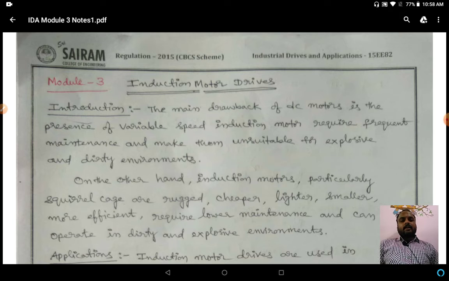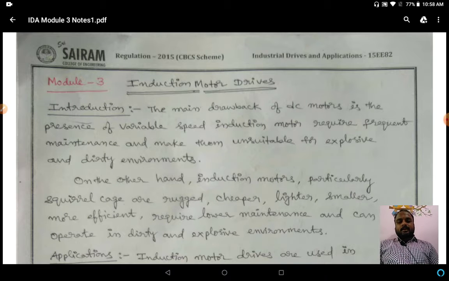The main drawback of the DC motor drive is the presence of the commutator. DC motors require frequent maintenance and are also unsuitable for explosive and dirty environments. So that is the main drawback of DC motor drives.